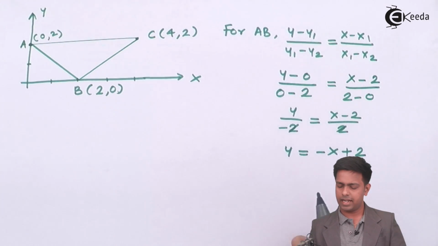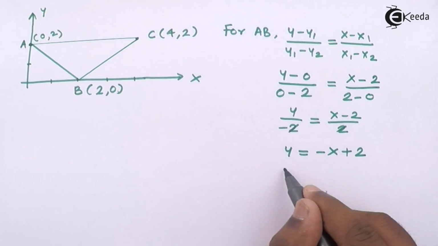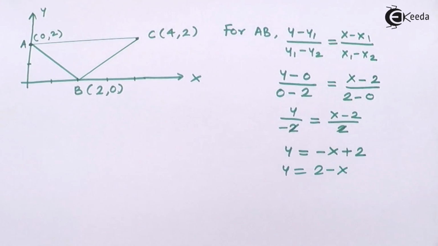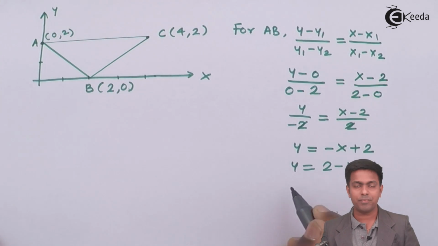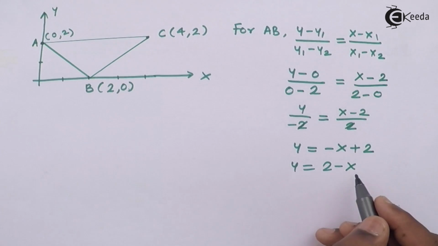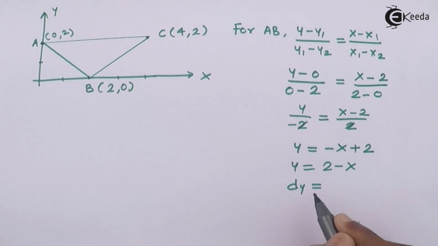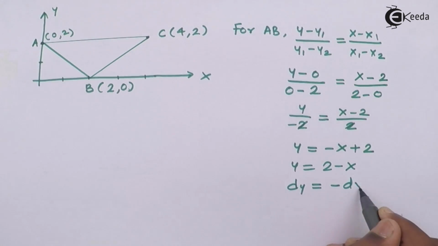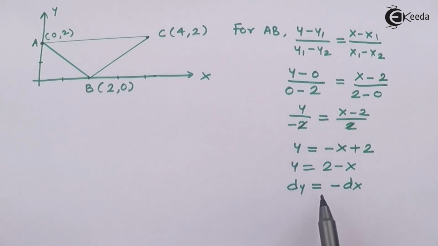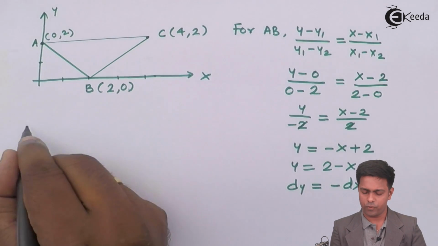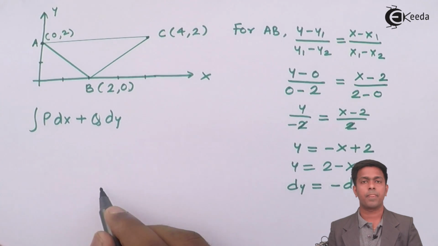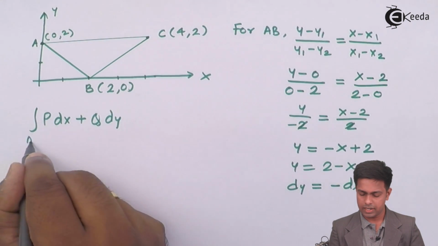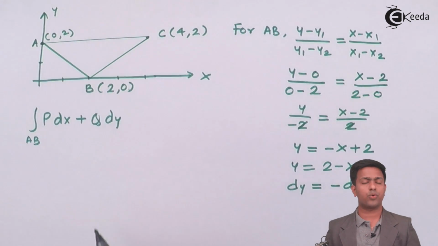Or I can say that y is equal to minus x plus 2, or y is equal to 2 minus x. Now guys, I got the relationship between y and x, or I got the value of y in terms of x. Using this, I am gonna find the value of dy. Here I can say that the value of dy is minus dx. I'll be using this relation in the integral. We have to find the integral, that is P dx plus Q dy over the curve. I'll say here AB, because we have to give a name to the curve.